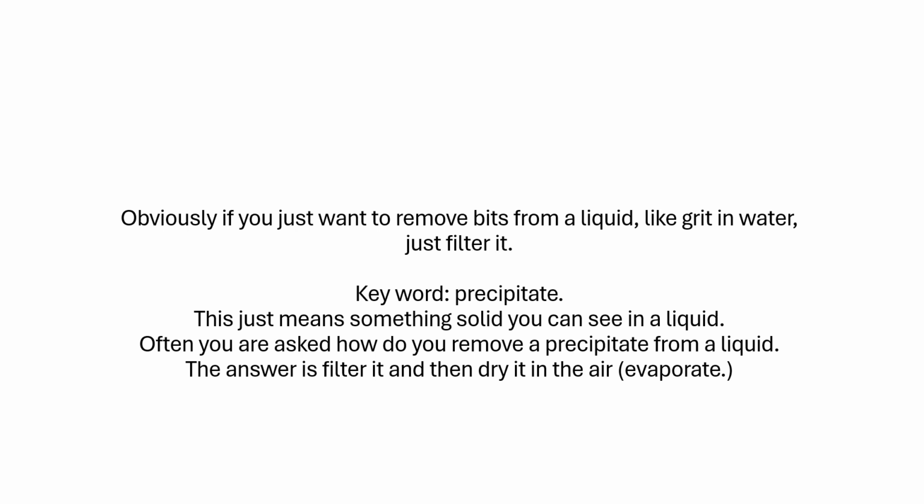So key word here is precipitate. You'll see that a lot in questions. Now, what that actually means is something solid that you can see in a liquid. So you might mix two things together and suddenly a solid appears within the liquid, like a cloudy thing, and that's a precipitate. Often you ask, how do you remove a precipitate from a liquid? And the answer is to filter it. And then you can dry it in air, evaporation, and you get your crystals back. And that is that.